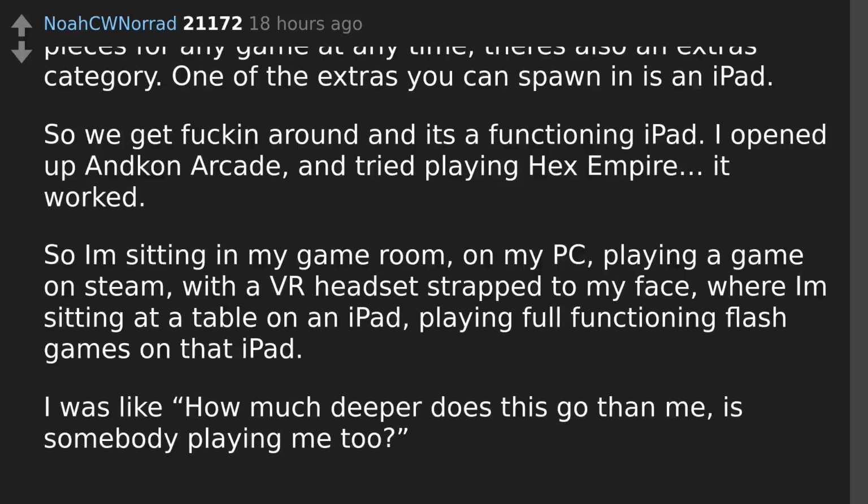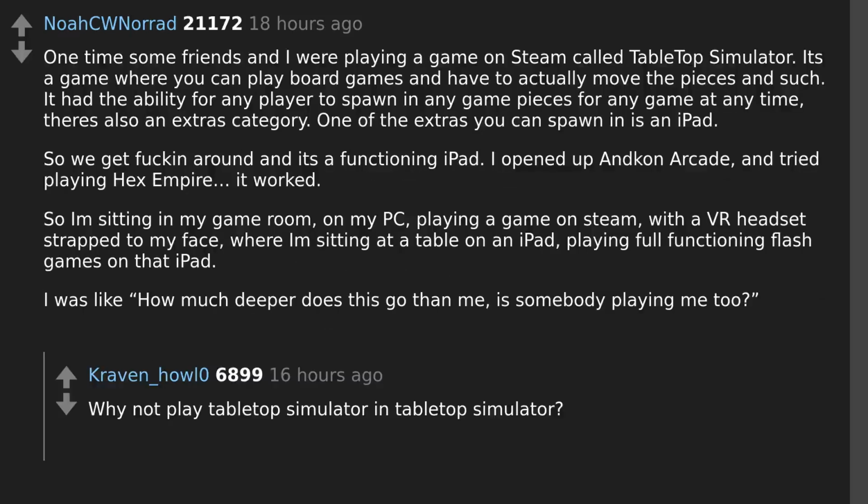It worked. So I'm sitting in my game room, on my PC, playing a game on Steam, with a VR headset strapped to my face, where I'm sitting at a table on an iPad, playing fully functioning Flash games on that iPad. I was like, how much deeper does this go than me? Is somebody playing me too? Quote: Why not play Tabletop Simulator in Tabletop Simulator? That's where I thought it was going.